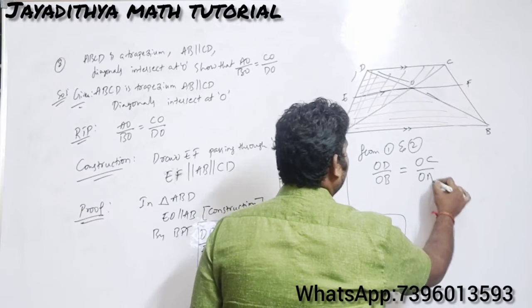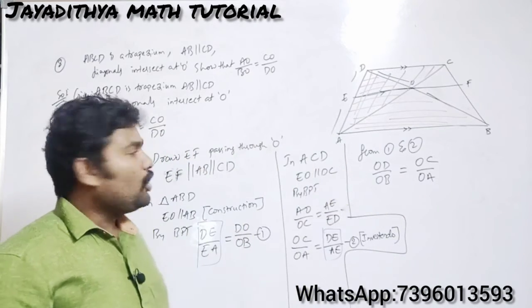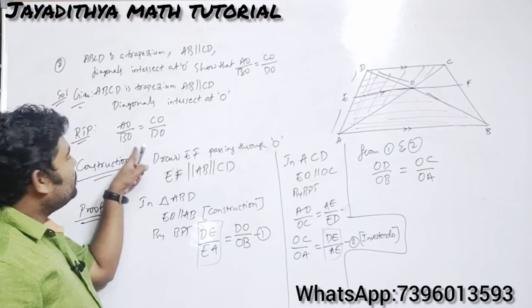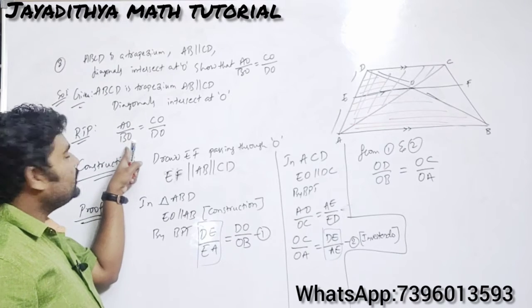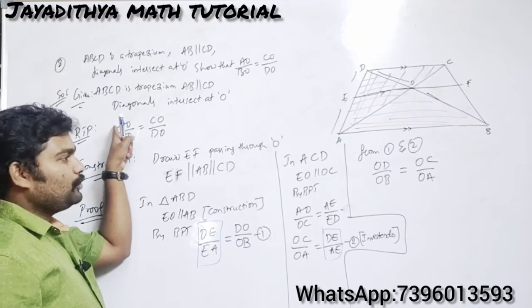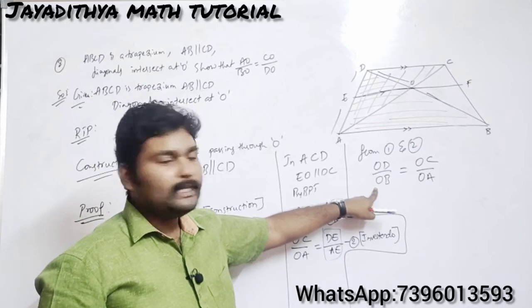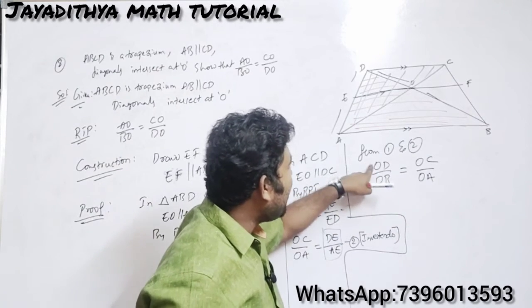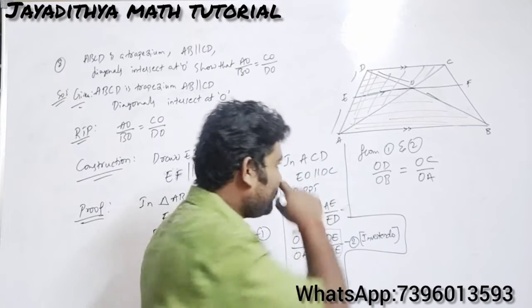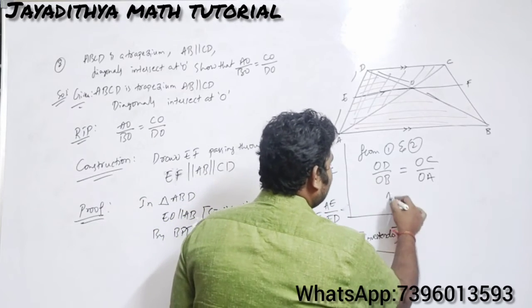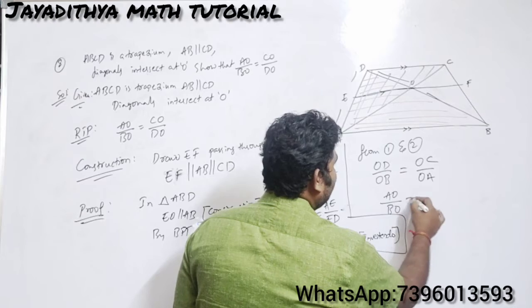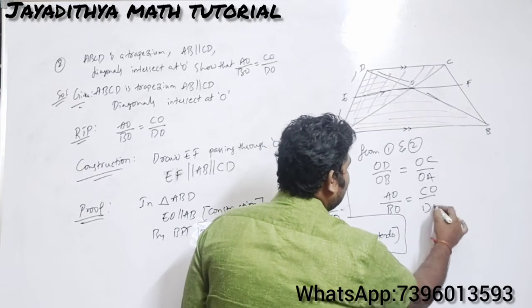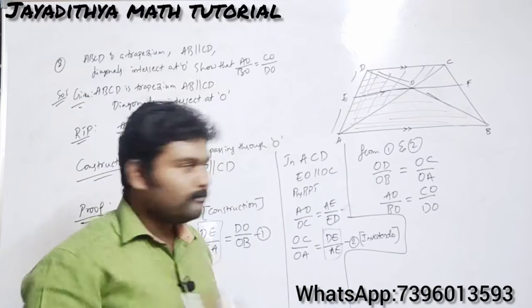We got this, but in the proof, once you observe, we want AO by BO. In the denominator we already have BO, but in the numerator we want OA. So bring OA to the numerator and take OD to the denominator. Then your problem is completed. So that will be AO by BO is equal to CO by DO.